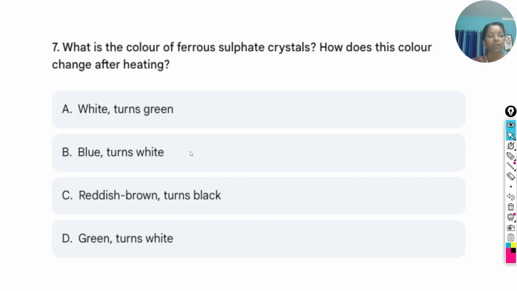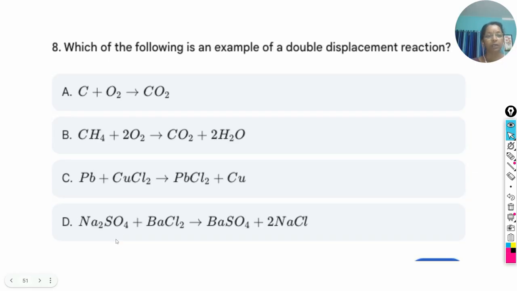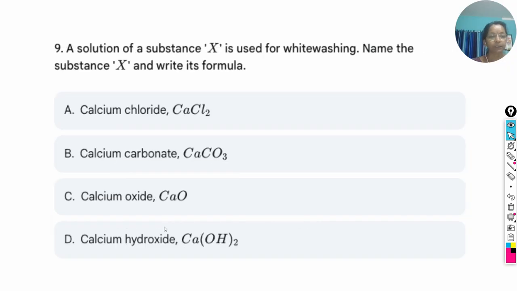Then, what is the color of ferrous sulfate crystals? We know it is green in color. Only one answer is possible, green, and it turns white. So this is the option. Then, which of the following is an example of a double displacement? Only one is double displacement. This is combination, this is combination, this is single displacement, whereas this is the double displacement reaction. The answer is option D.